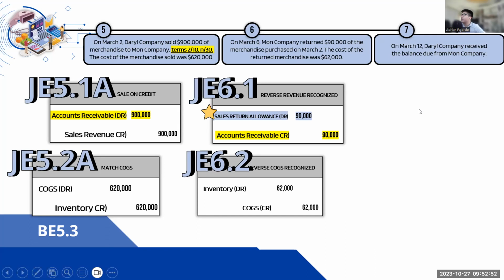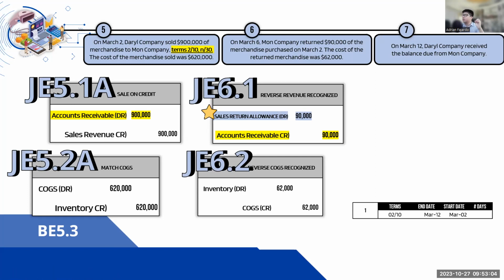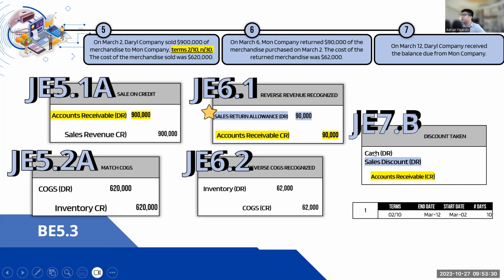So again, what would be our framework? First step, look at the terms. The terms is 2/10. The start date is March 2. So IFCL. March 2 is the first day. So ignore first day. So 3, 4, 5, 6, 7, 8, 9, 10, 11, 12. So my end date is March 12. Sakto, March 12 ka binayaran. So may discount pa siya? The answer is yes. Therefore, my expected journal entry here would be debit cash, debit sales discount, credit accounts receivable.